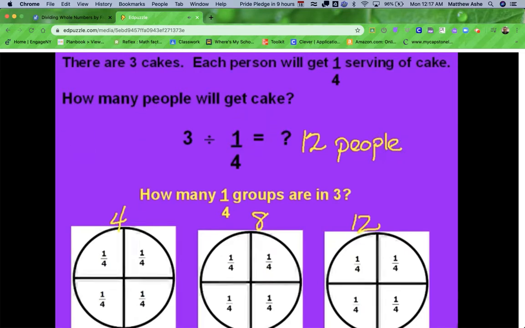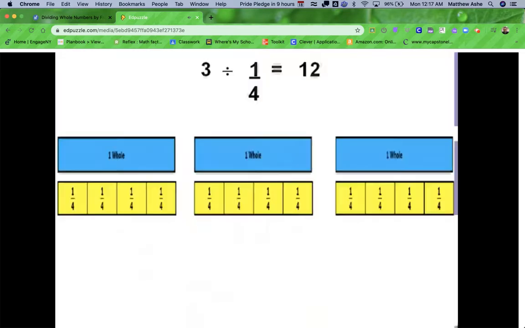We can also use fraction bars to model this problem. The blue bars here represent our 3 wholes. The yellow bars represent how many groups of 1/4 we have in those 3 wholes. Again, we see that in each whole, there are 4 groups of 1/4. So we have a total of 12 groups of 1/4.